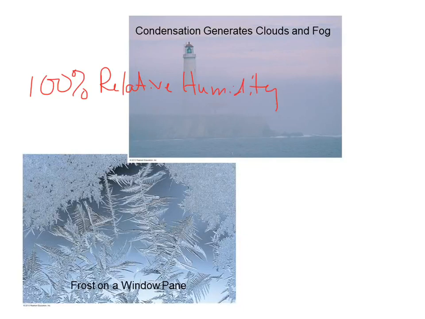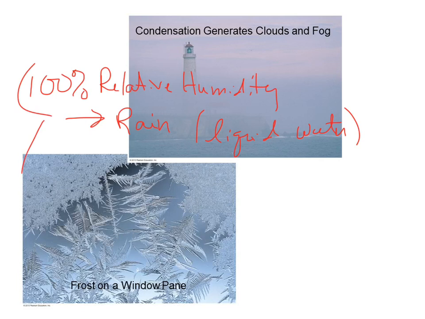Okay, that means it's going to rain. I agree. Okay, and rain is basically liquid water. Honestly, with 100% relative humidity, something's going to happen to that water vapor. It's going to go from a gas to either a liquid, and you're going to see it in the form of fog or clouds, or it's going to go from a gas to a solid. What's frost? It's water vapor going from a vapor to a solid.